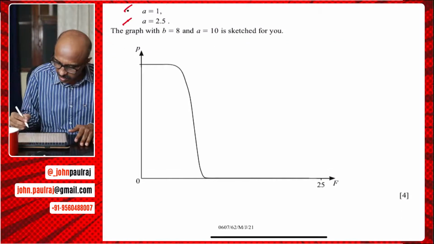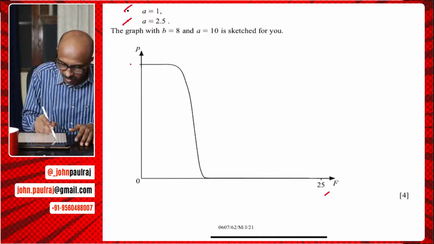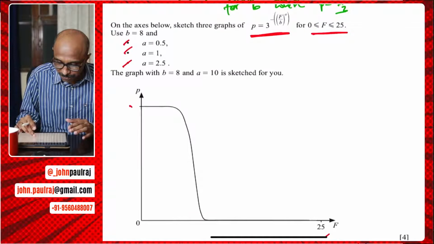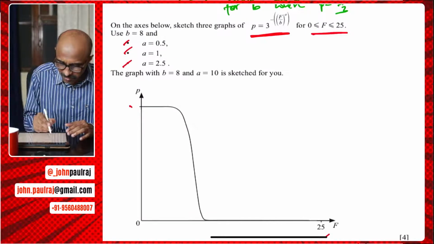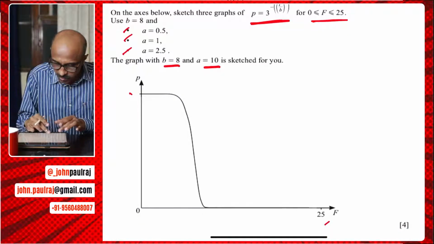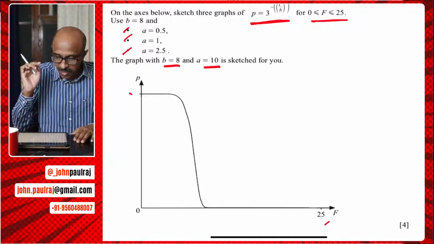Again, let's see what's similar here. Okay, they've given this as 25. They've not given A, but you know this is probability. This is probability, so it can't cross 1. Keep that in mind. Then we can draw the three graphs, and we need to sketch it here. The graph with B equals 8 and A equals 10 is sketched for you. So this is the case where B equals 8 and A equals 10. Let's do it.